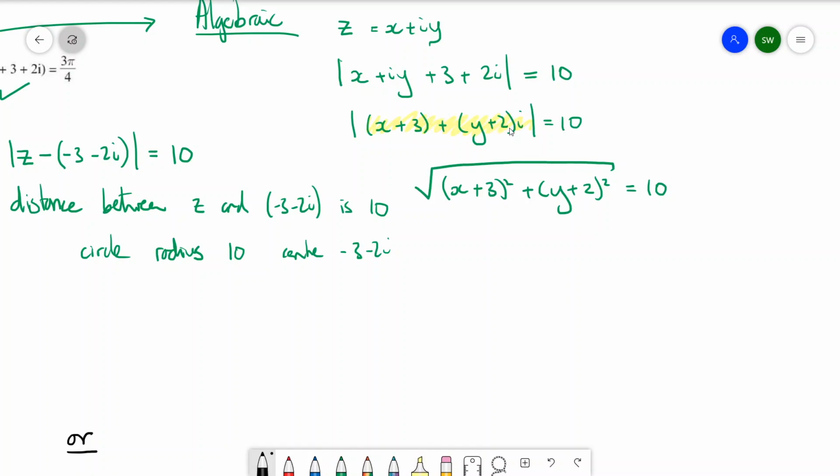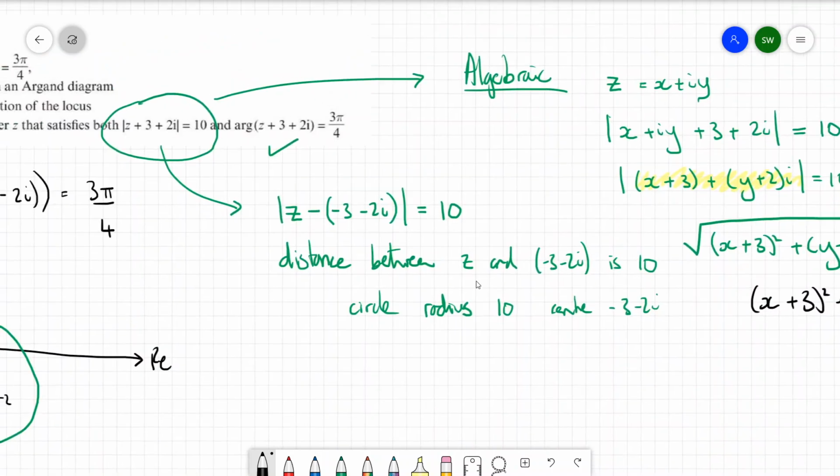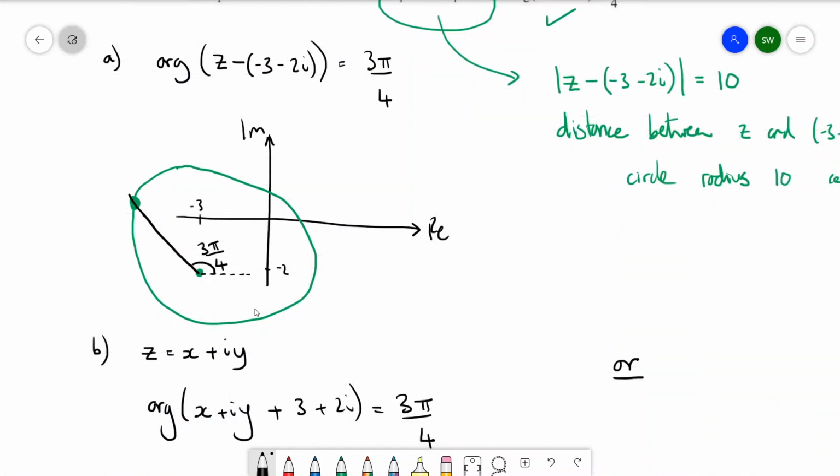So we can expand that out, and we're going to have x plus 3 all squared plus y plus 2 all squared, square both sides, equals 100. And that is the equation of the circle, just as you would expect the equation of the circle to be that we just drew there.